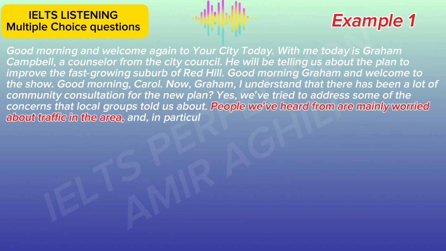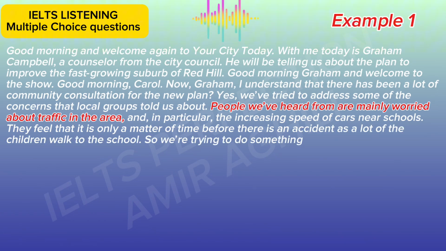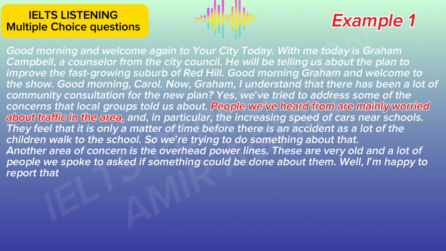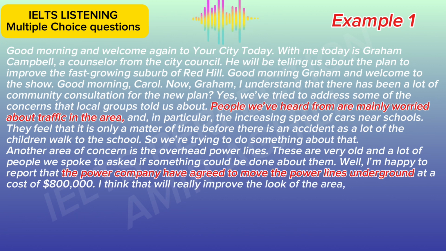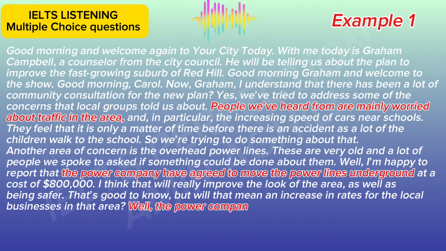People we've heard from are mainly worried about traffic in the area, and in particular the increasing speed of cars near schools. They feel that it's only a matter of time before there's an accident as a lot of children walk to the school. So we're trying to do something about that. Another area of concern is the overhead power lines. These are very old, and a lot of people we spoke to asked if something could be done about them. Well, I'm happy to report that the power company have agreed to move the power lines underground at a cost of $800,000. I think that will really improve the look of the area, as well as being safer.